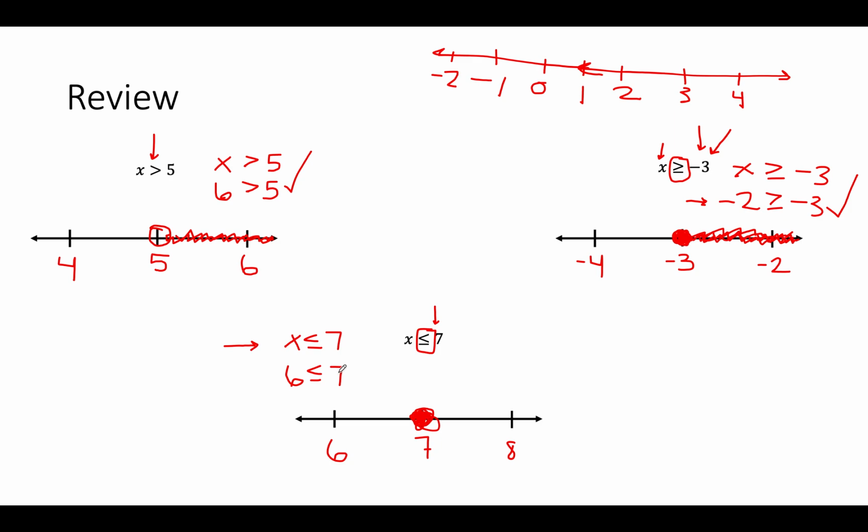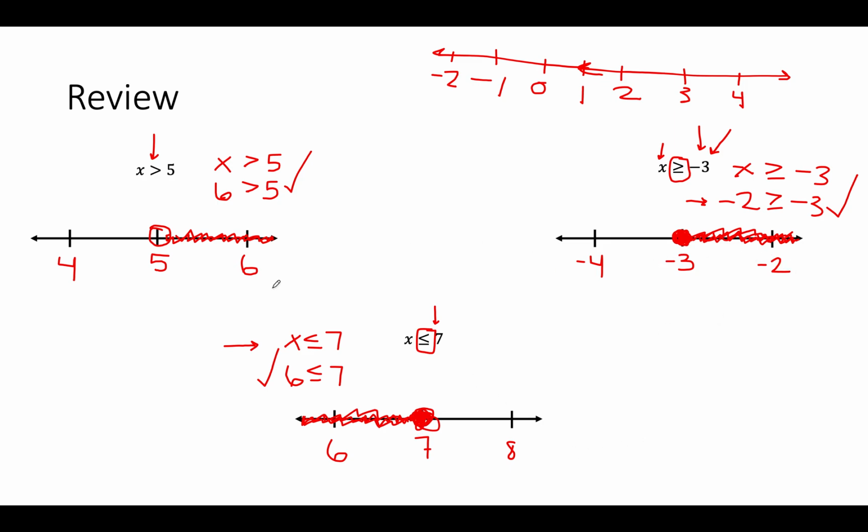I think to myself, is 6 less than 7? Yeah, 6 is less than 7. So that is a true statement. I'm going to make a check mark there, which means I was correct. We are going to shade to the left. So go ahead and do that. Shade to the left. Awesome.